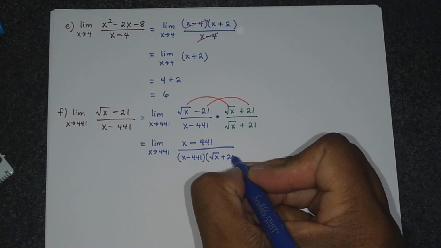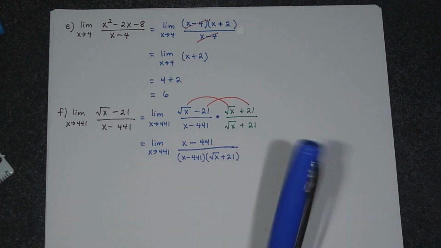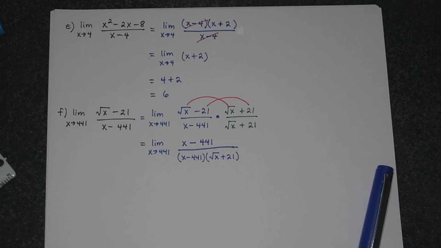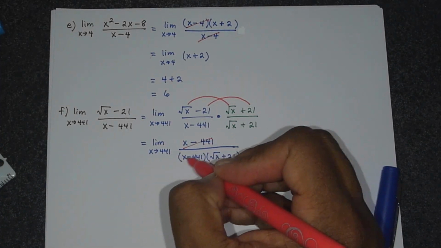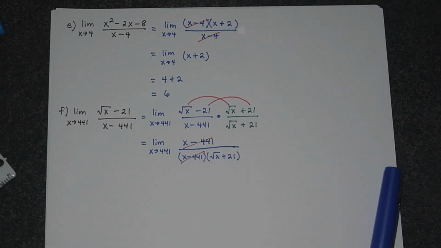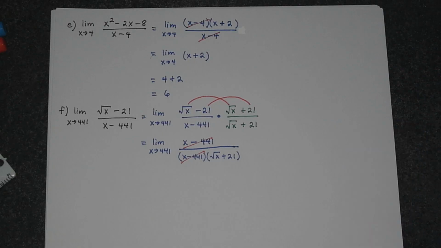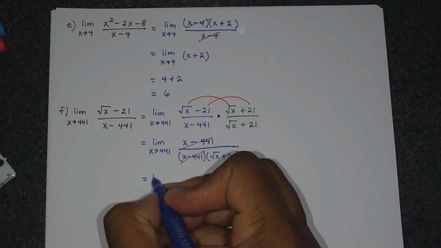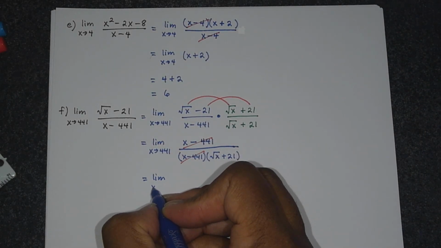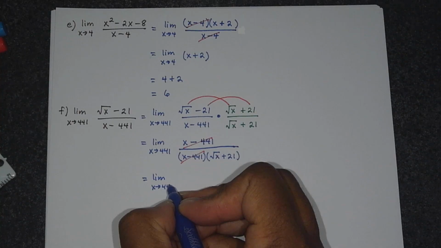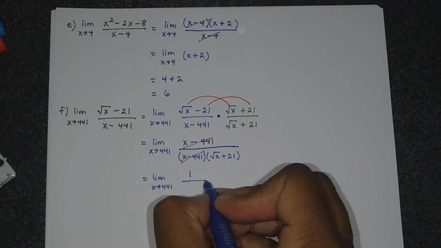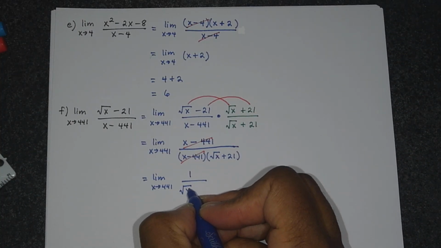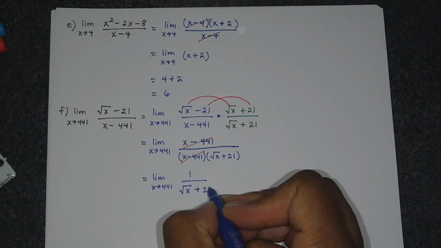I'm not going to multiply that out because you're going to see what's going to happen here. That x minus 441, that's gone. That divides out. So I have the limit as x approaches 441, and this is going to be 1 over the square root of x plus 21.